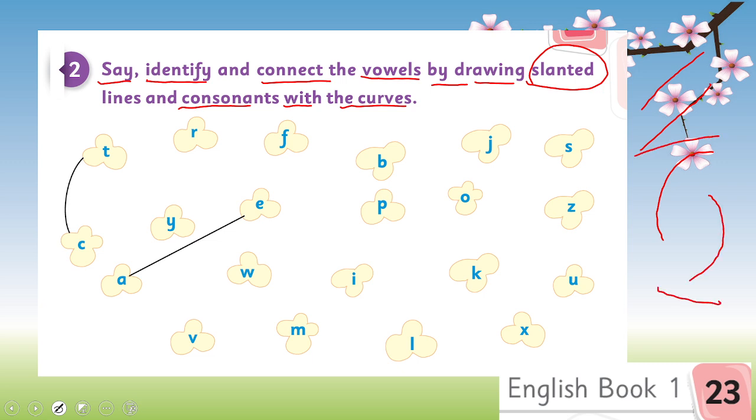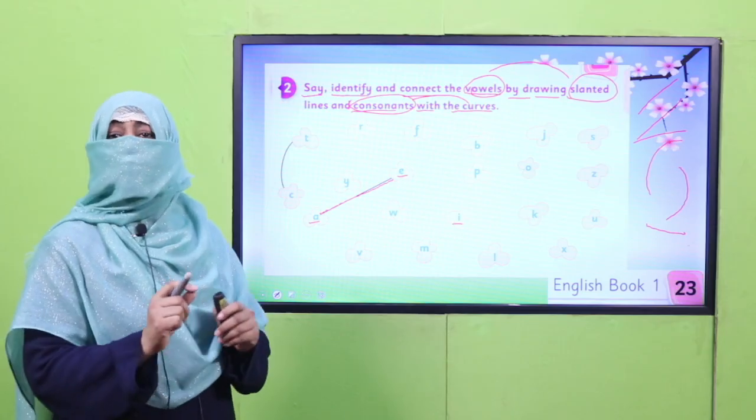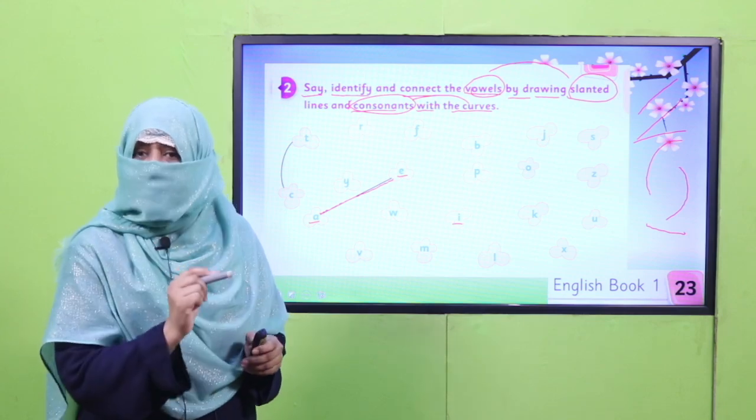Now what are we going to do? We will join vowels by slanted lines and consonants by curved lines. Here one has been done for you. You see, A is a vowel sound. A is also a vowel. Next is E, next is I. So you have to join them in the same way it has been done, like a slanted line. Okay, so find out all the vowels and join them together with a slanted line.